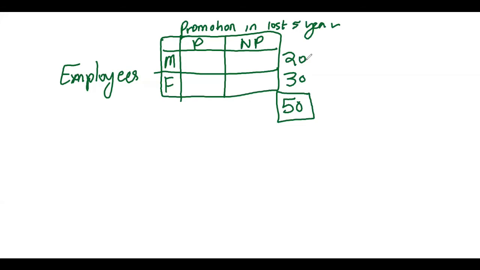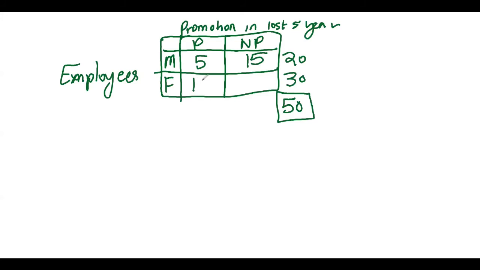In the department, 20 males are working and 30 females are working. So I asked them whether they got promoted in the last 5 years or not. This is a hypothetical example. 5 males say that they got promotion in the last 5 years, and 15 say that they did not get promotion in the last 5 years.